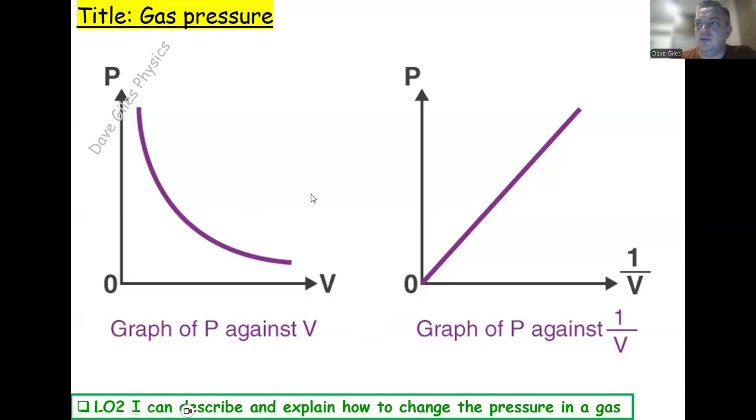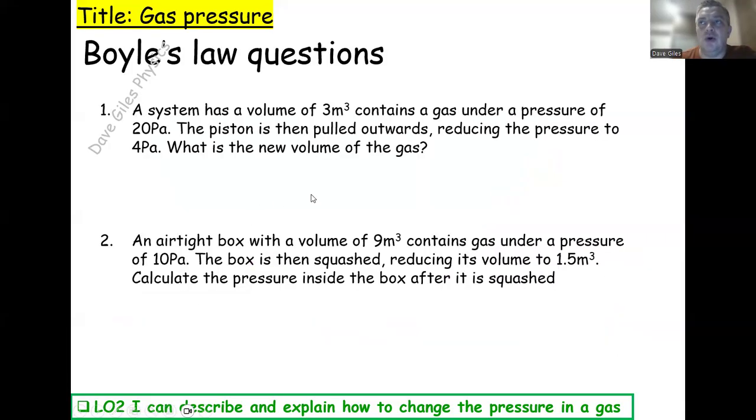So two very quick Boyle's law questions. I'll give you a minute to read them. Have a go at them yourself.